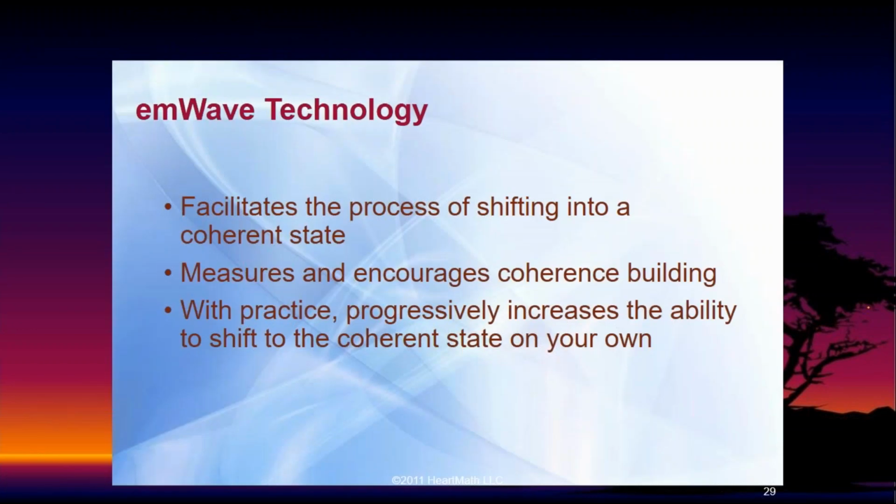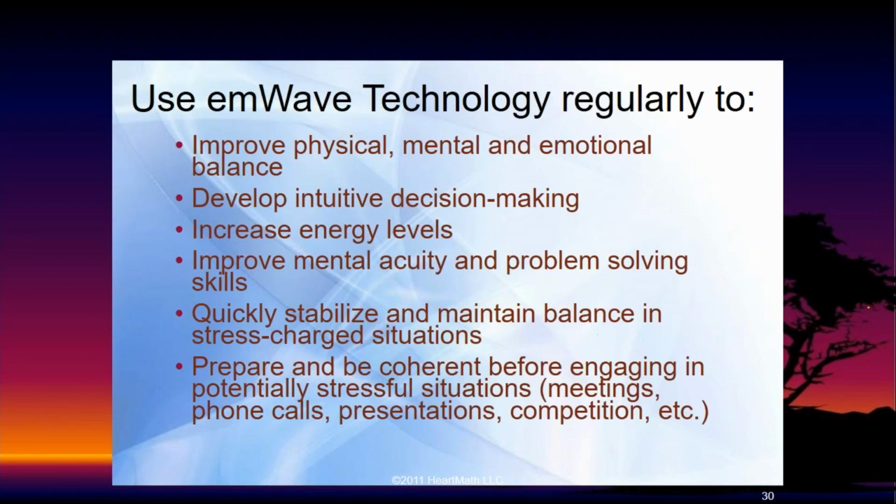So the M-Wave technology and the Inner Balance, I would say, facilitate the process of shifting into a coherent state. As we saw earlier, we want to get into that coherent state. By using the technology along with the techniques, of which I'll share one with you soon, it helps us get into that coherent state, a state of emotional regulation and optimal performance. So it measures and, of course, encourages that coherence building. And with practice, it progressively increases the ability to shift to the coherent state on our own. So we use the technology, we use the techniques, and then over time it becomes second nature, just like anything that we practice. And we can apply this throughout our day and in all different areas of our life too.